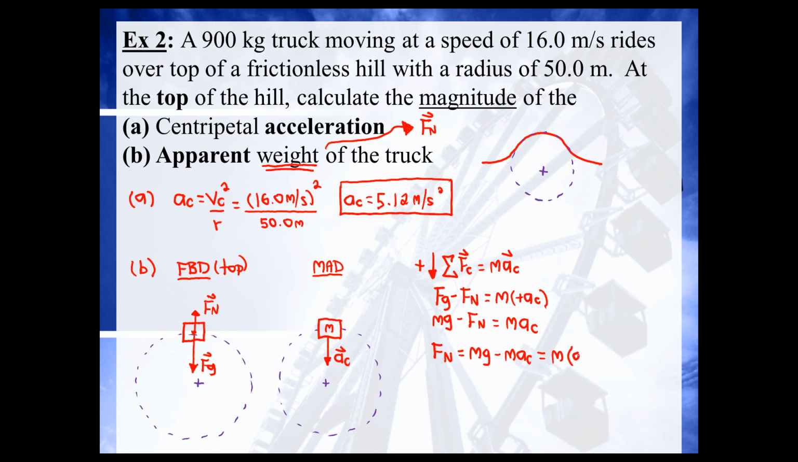Again, I like to sub in as little numbers as I possibly can. So you have m and then g minus ac. So then your Fn would be equal to the mass of the truck, 900 kilograms, multiplied by g, the magnitude of g, 9.81 meters per second squared. Subtract the centripetal acceleration magnitude, 5.12 meters per second squared, and then I would get Fn is equal to the number I got to 3 significant digits is 4.22 times 10 to the third newtons.